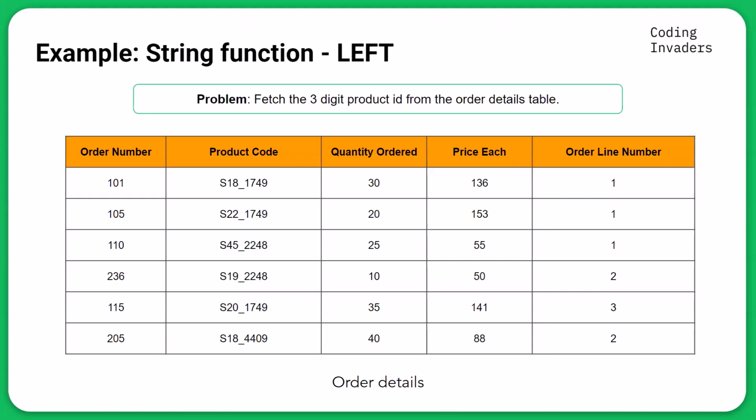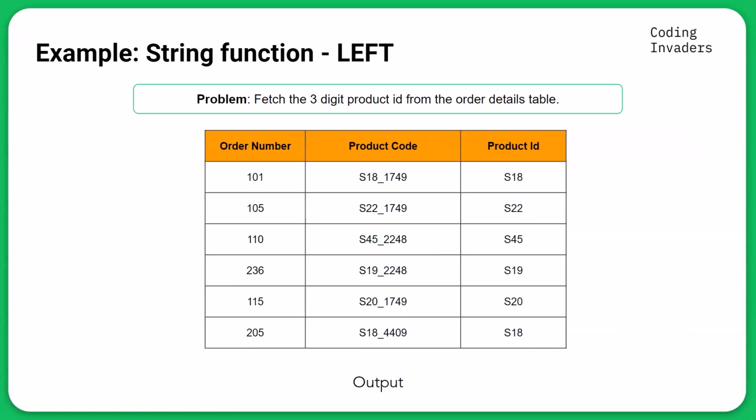Suppose we need to fetch the 3-digit product ID from the order details table. So let us consider the order details table having 5 columns: order number, product code, the quantity ordered for that particular order. Then we have the price each column and then the order line number. Here we can see that the product code column has some product codes in which the starting 3 digits are different. So we need to fetch these 3 digits from the product code, which is the product ID. So our output should look like the order number, the product code and the product ID.